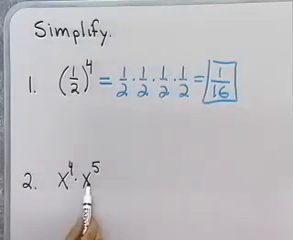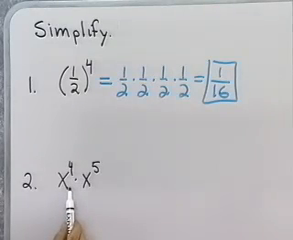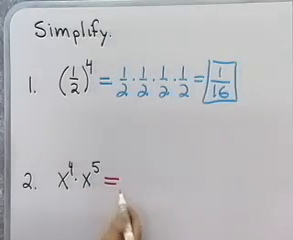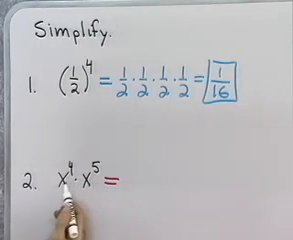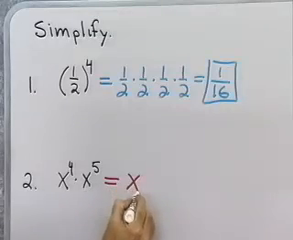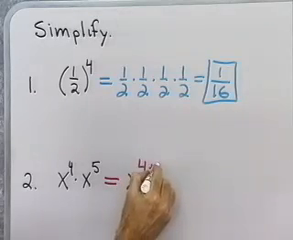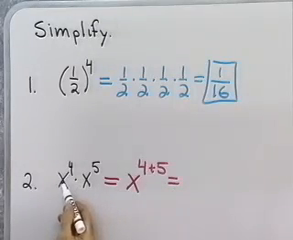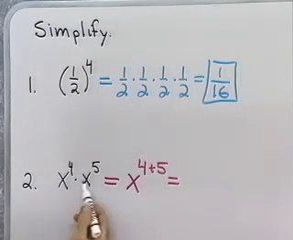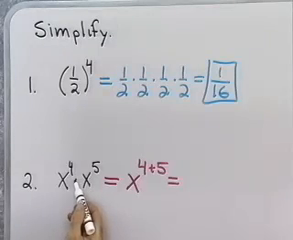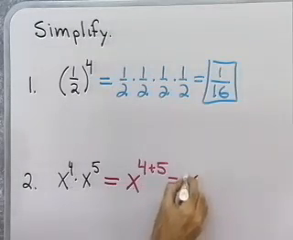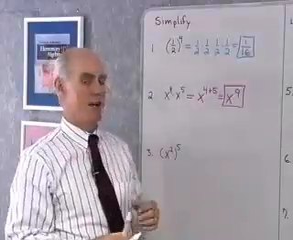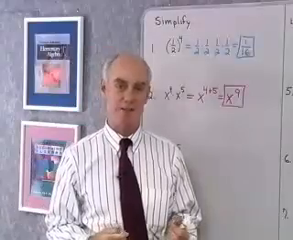X to the 4th times x to the 5th. I could write out 4 factors of x here, 5 factors of x here, and then simplify. But I have a property of exponents that tells me when I multiply with the same base, I take that base and raise it to the sum of those powers. So I add exponents when I multiply with the same base. It has to be exactly the same base in both places, and it has to be multiplication. So this will simplify to x to the 9th power. So that's our property 1 for exponents. Multiply with the same base, we add exponents.